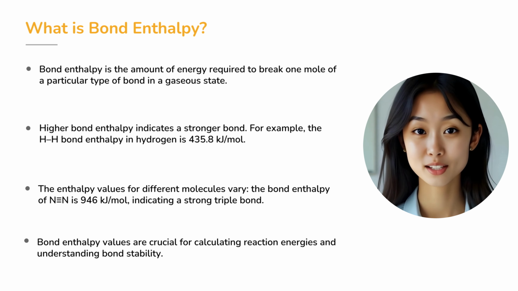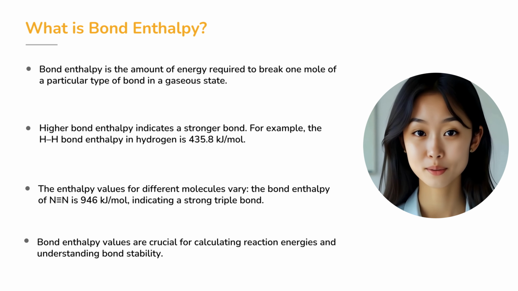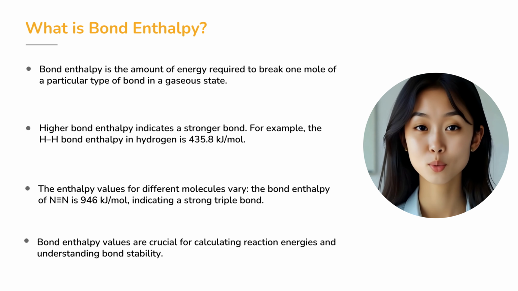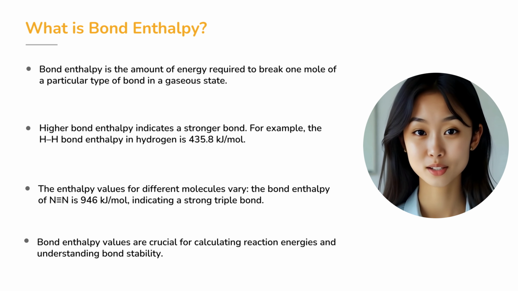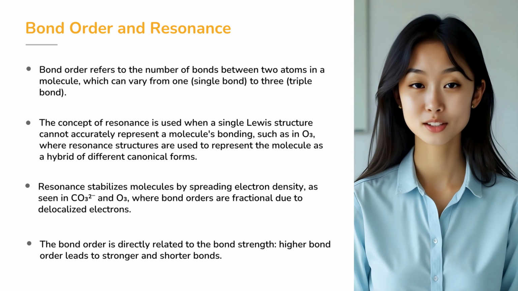So, for molecules like oxygen, O2, or nitrogen, N2, which have multiple bonds, their bond enthalpies are much higher: 496 kilojoules per mole, 496 kJ per mole for oxygen, and 946 kilojoules per mole, 946 kJ per mole for nitrogen. Stronger bonds generally mean more stability, and that's why nitrogen is so unreactive under normal conditions. Its triple bond is incredibly strong. Next, let's explore bond order and resonance structures.